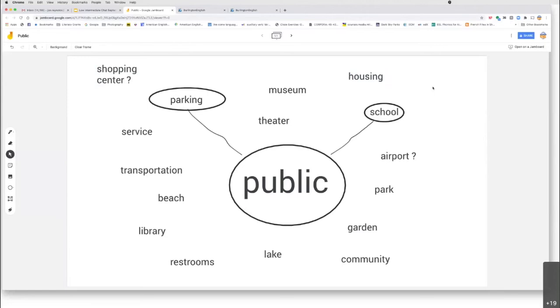And for shopping center, I think a shopping center would be considered public. But just remember that many shopping centers are with private businesses, right? So again, those are just question marks that maybe we might need to look at. But you guys came up with a great list here. A lot of great words listed here on our chart.